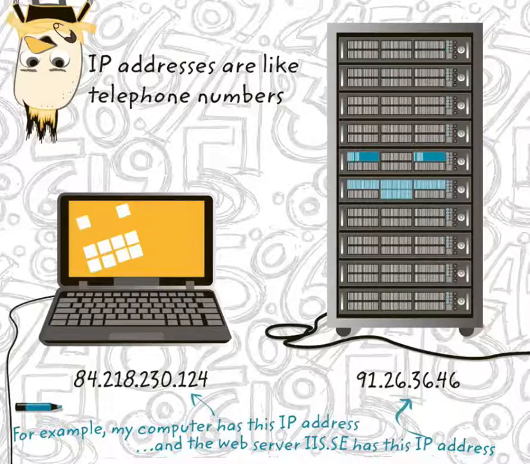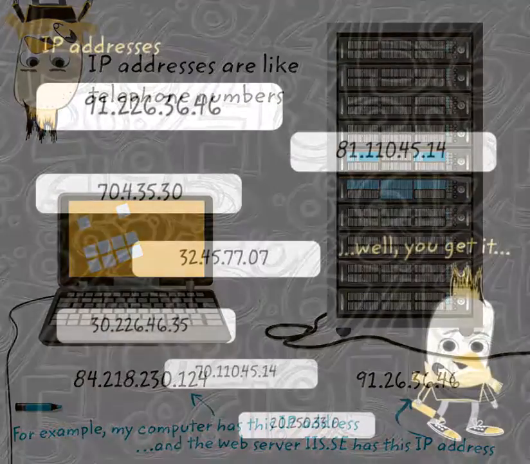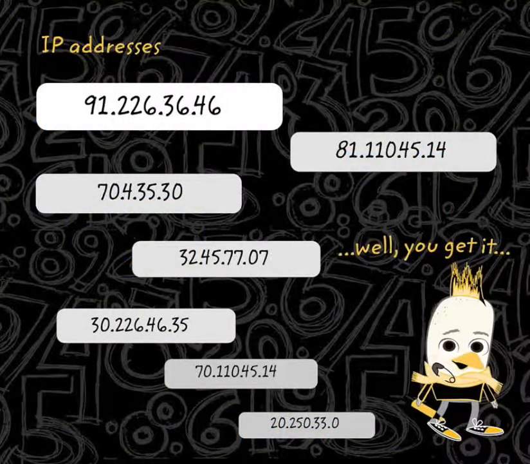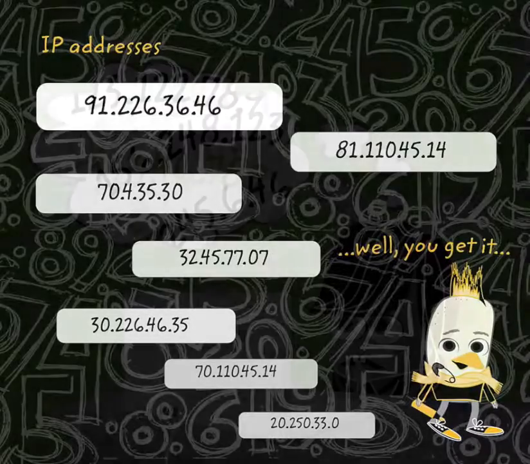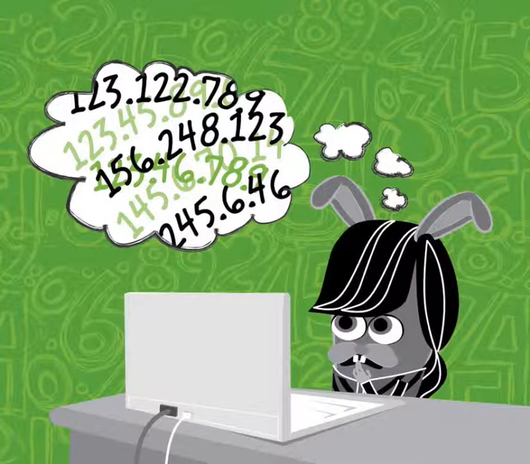IP addresses are like telephone numbers. Do you remember that computers on the internet talk with numbers and codes? Good. An address to a computer that is connected to the internet can look like this. The number addresses on the internet are called IP addresses. IP addresses are quite long. It can be 91.226.36.46. Well, you get it. Complicated, right? You can't read and remember so many numbers and points.